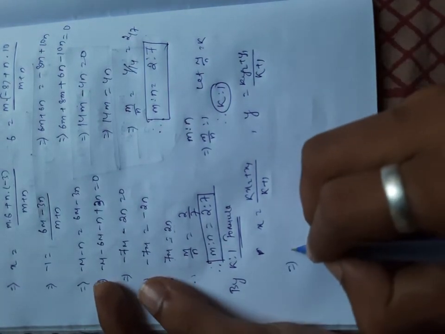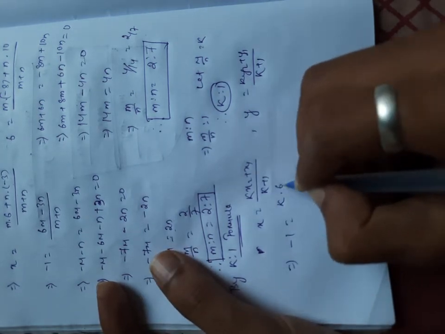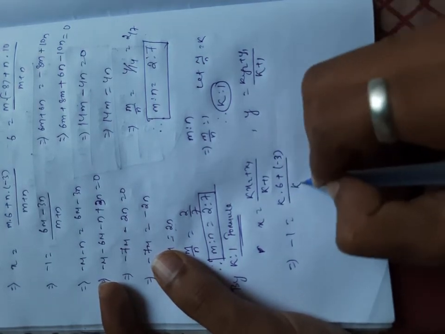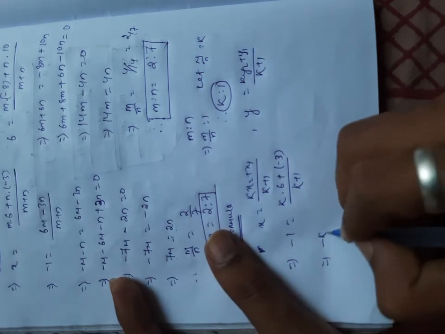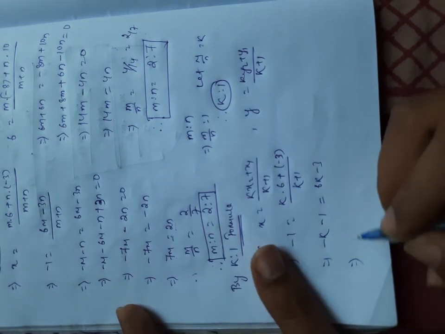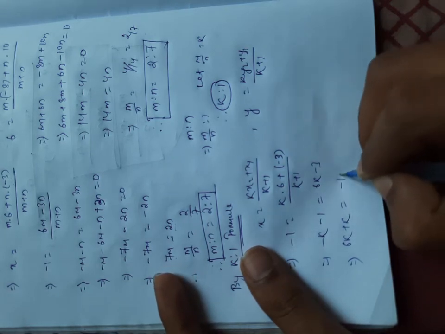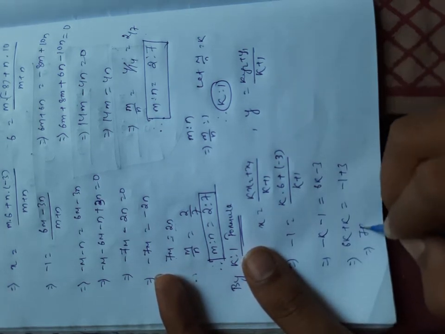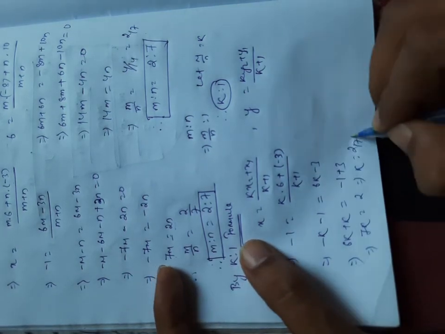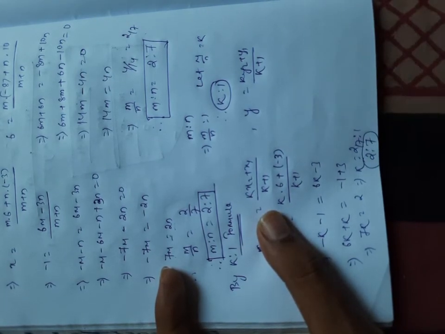Implies x coordinate -1 equals k into x2, 6, plus x1, -3, divided by k plus 1, implies -k - 1 = 6k - 3, implies 6k + k = -1 + 3, implies 7k = 2, implies k equals 2 by 7, that is 2 by 7 is to 1, or 2 is to 7. Okay, this is the answer.